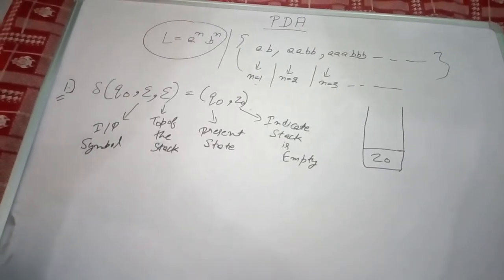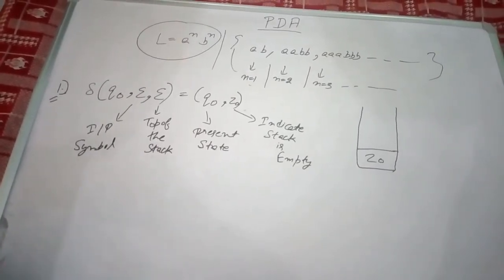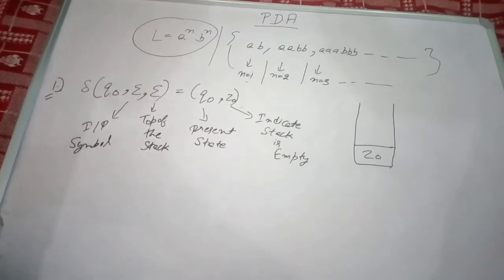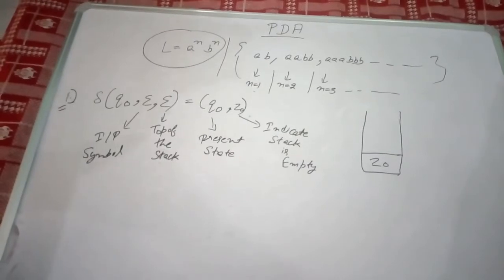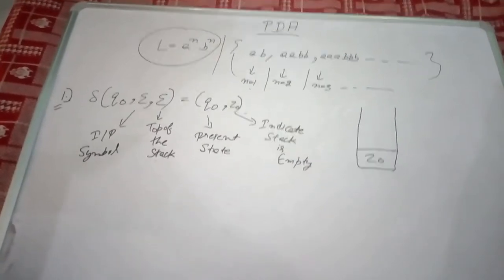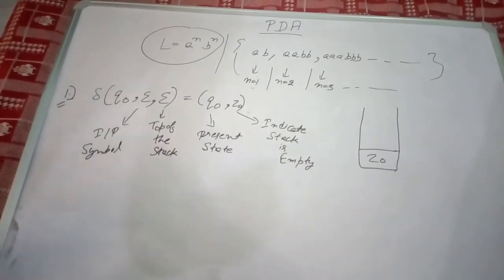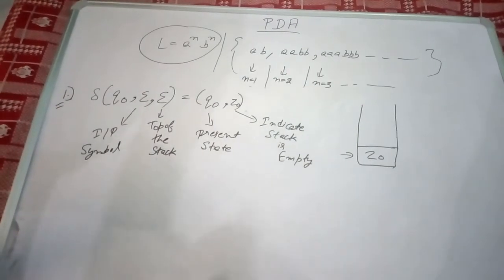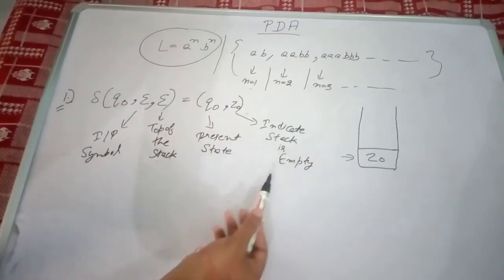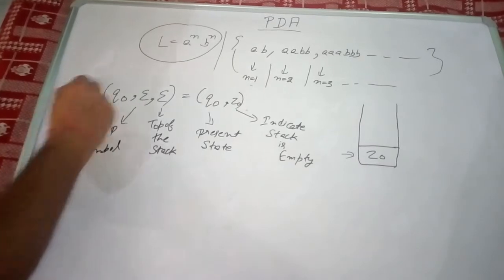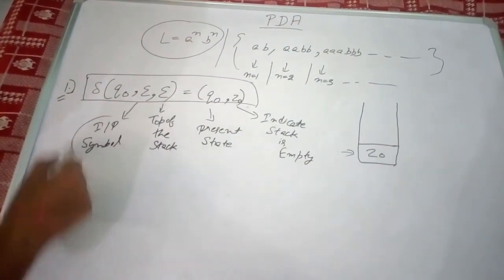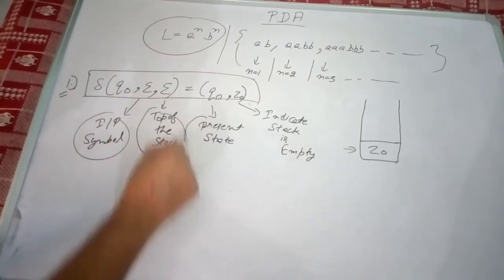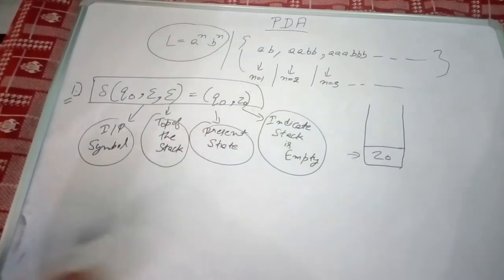Now in our first step, first of all, we have to remember the stack is initially empty. It doesn't have any value inside it. So initially the stack is Z0, which indicates the stack is empty. Okay, so this is our first step. You have to write down all the things we have written here so that you can understand the example easily.